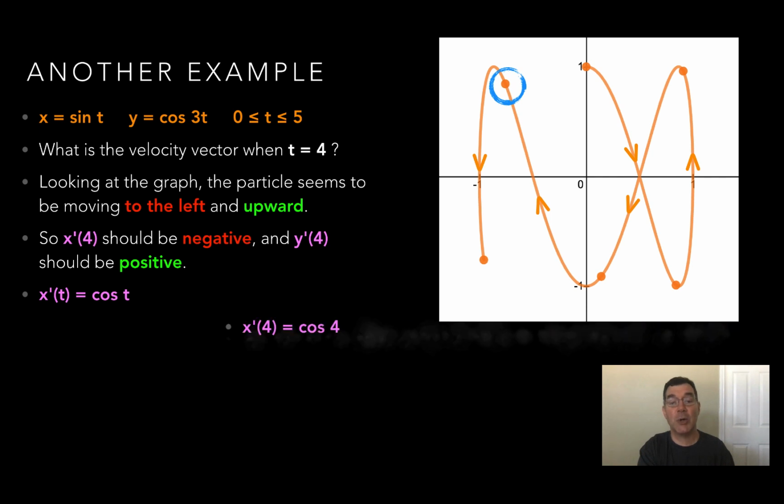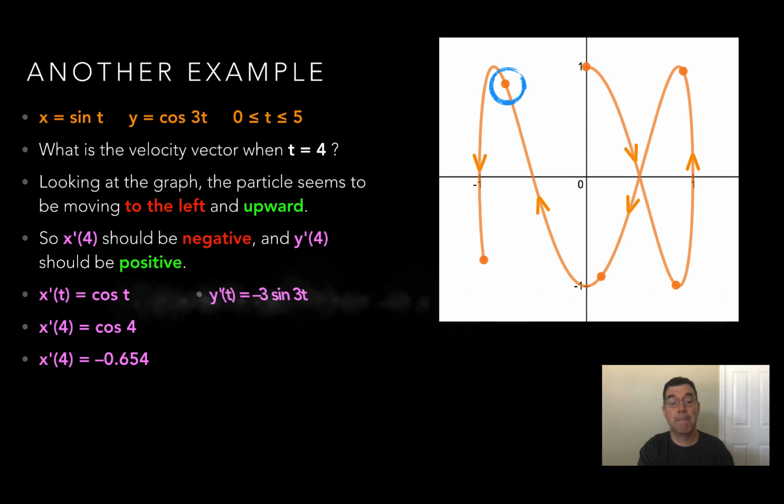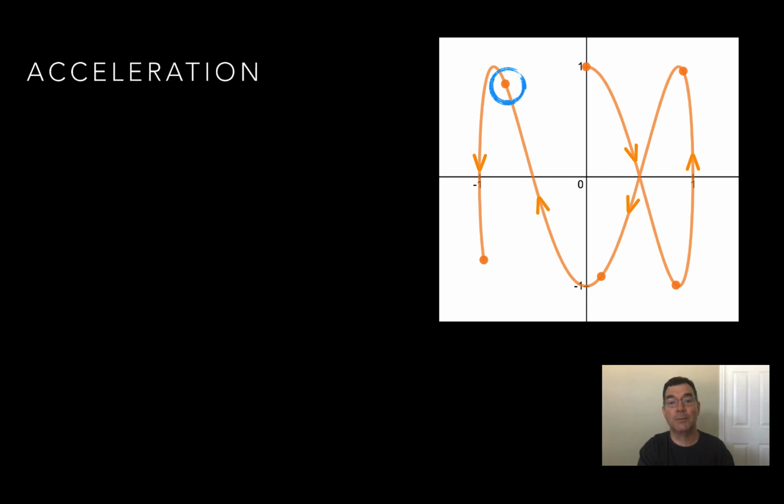The derivative of x is the cosine of t. So at 4, the derivative of x is going to be the cosine of 4, and I'll need a calculator to figure that out. That is negative 0.654. And the derivative of y is going to be -3 times the sine of 3t. If I plug in 4, that's -3 times the sine of 12, and a calculator will tell me that that is 1.610. So I did get that the derivative of x was negative and the derivative of y was positive at t equals 4. So my answers do make sense. And so the velocity vector is -0.654 and 1.610.